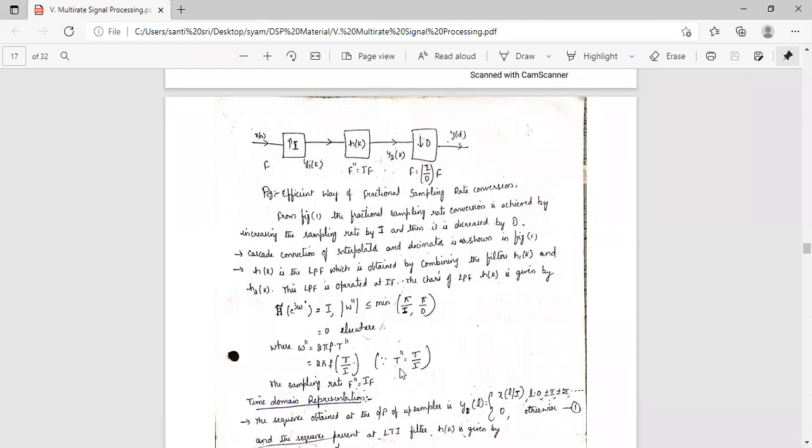So here F double dash equals I F, then T double dash is 1 by F double dash, which is T by I. So the sampling rate F double dash is I F here.